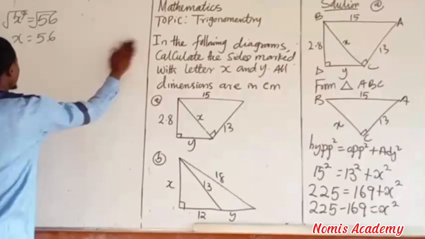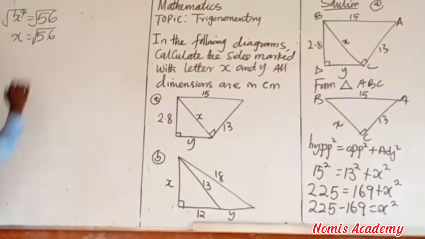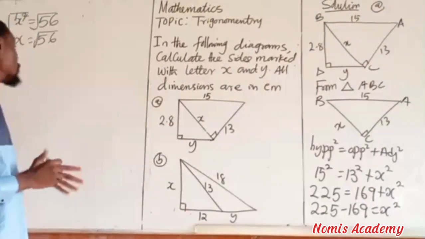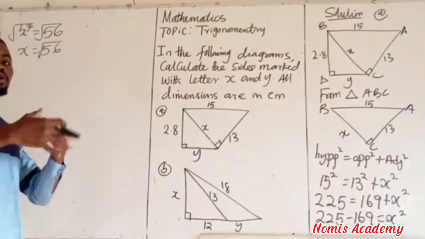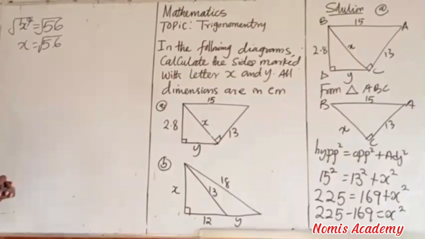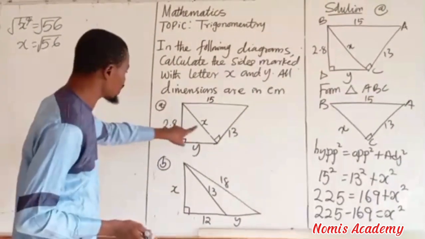So this is what we have: the square root of 56. In this case, we are not going to use a calculator, because if you punch it, there are some values that you cut out. Leave it since it is not the final answer. So the next thing we have to do is get this now.